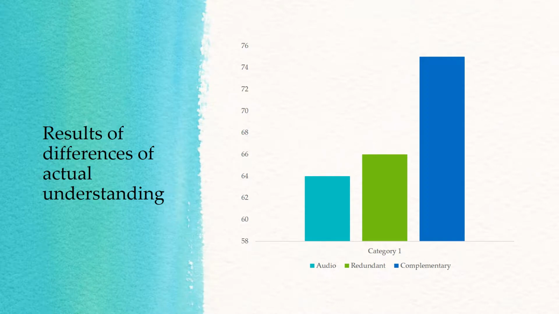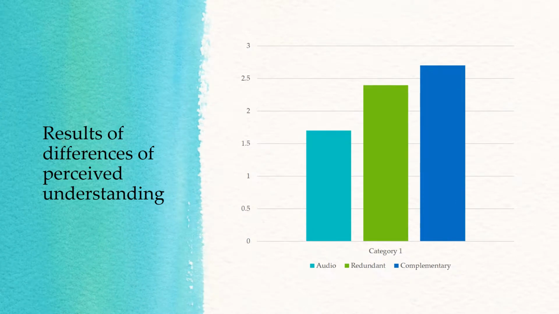The result of the post-test showed that there was no difference in actual understanding between the audio and the redundant groups. The complementary group, however, did demonstrate greater actual understanding than the other two. This result actually varied from other studies in the past that showed redundant text decreased knowledge acquisition.